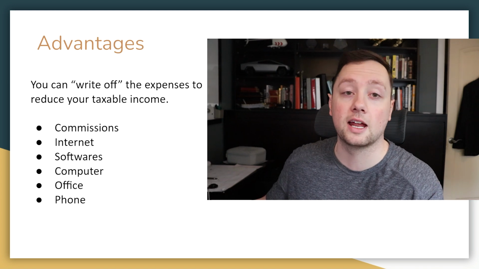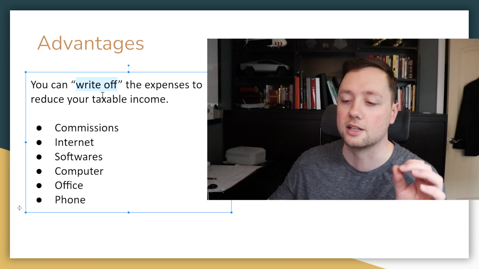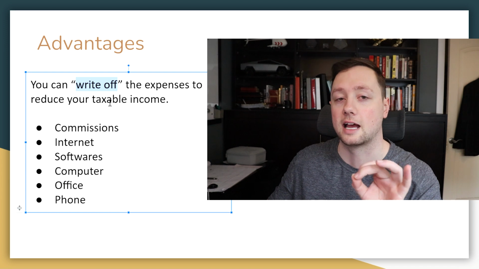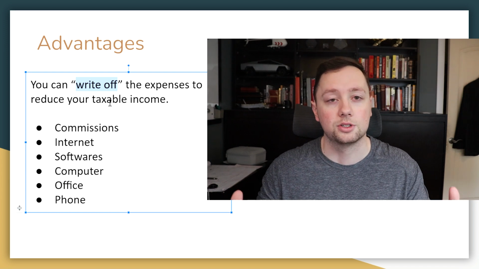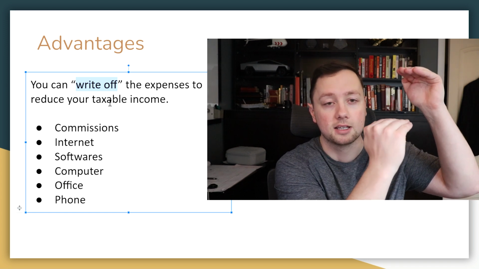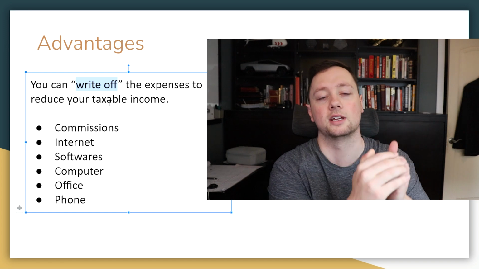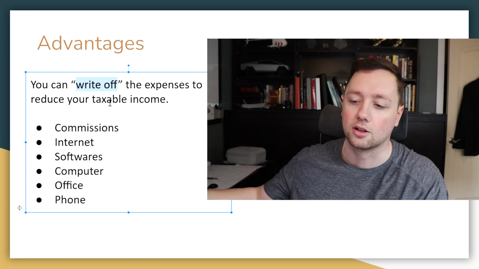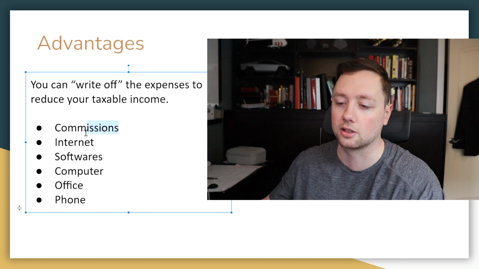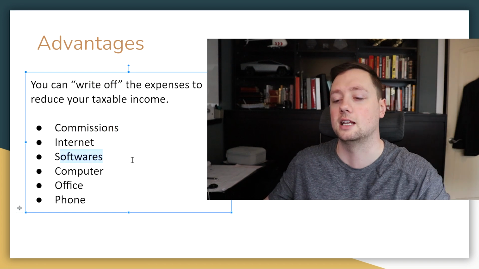Now, there are some advantages of filing your profits as income, and the one advantage, like I mentioned earlier, is that you can issue your expenses as write-offs. Basically, what you're doing is you're reducing the profits you're making with those expenses, so that the amount of tax you pay is on that bottom number, after the expenses. So if you make $100,000 and then you spend $20,000 on commissions and internet and software, you're only going to have to pay income tax on $80,000.